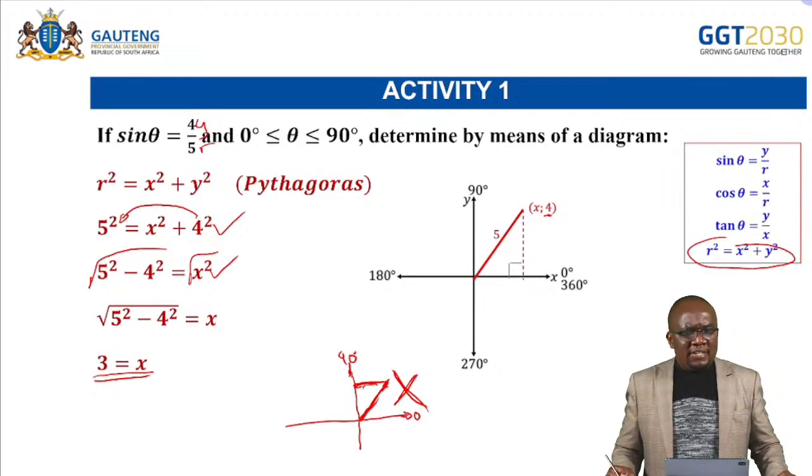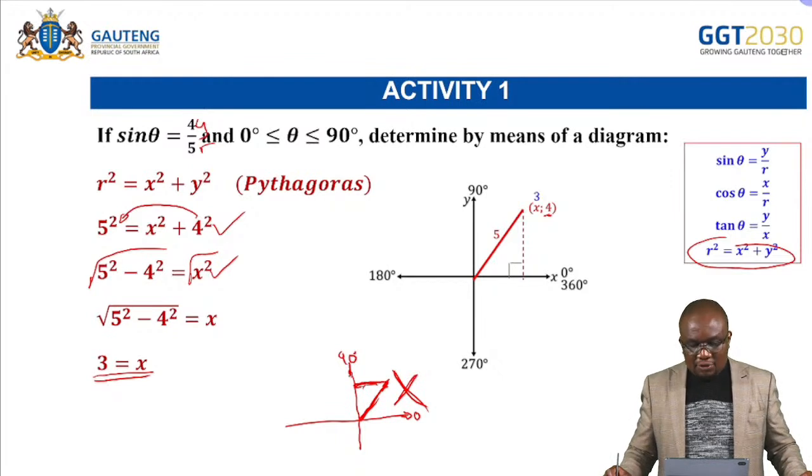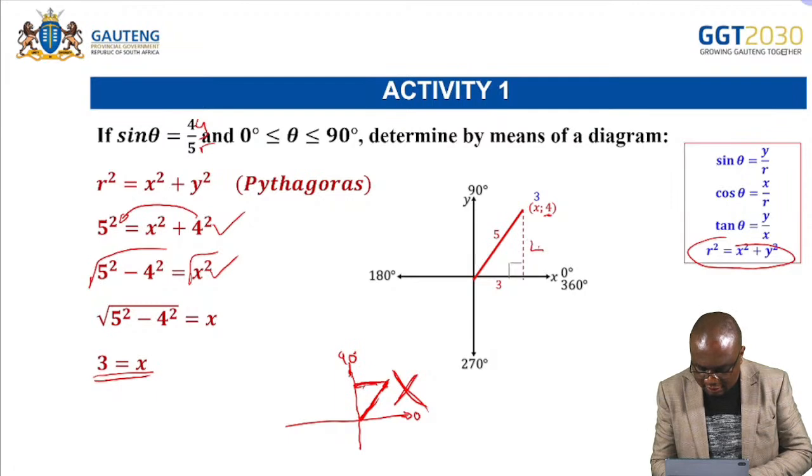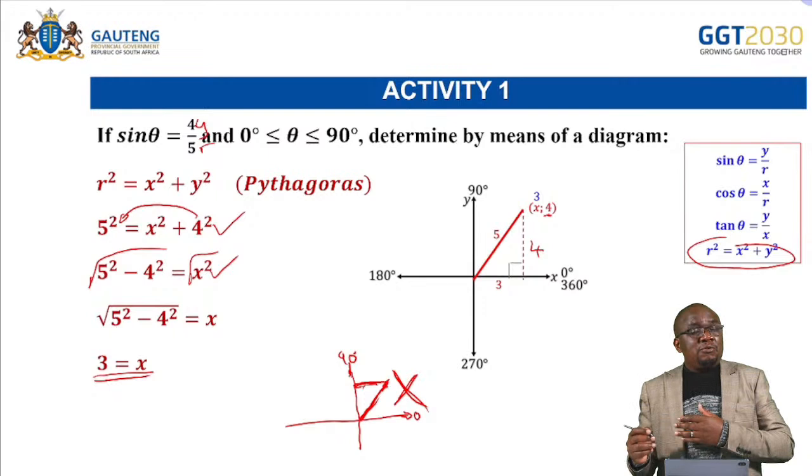But we're in the first quadrant, so it means our x is going to be positive. So it's positive 3. So it means our x is 3. And then you can even write it on the diagram like this. And then your 4 there, you can write it there. You see that? Okay, remember, some of you still remember the Sokoto thing. You want to use that, isn't it?